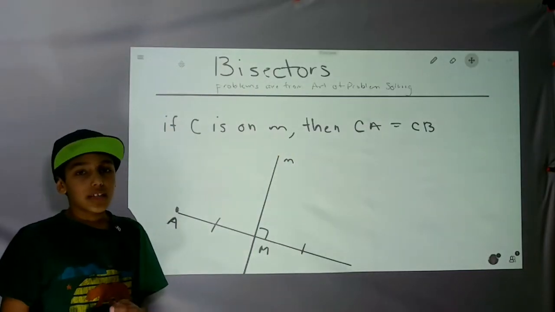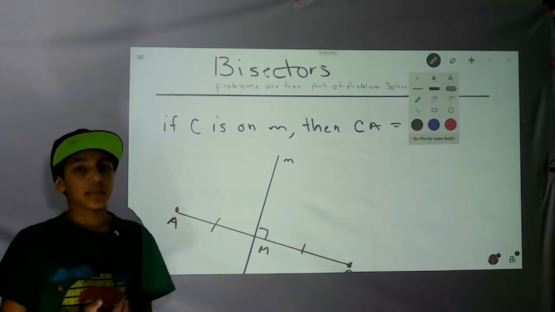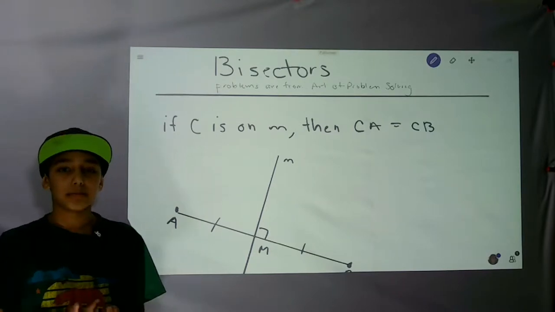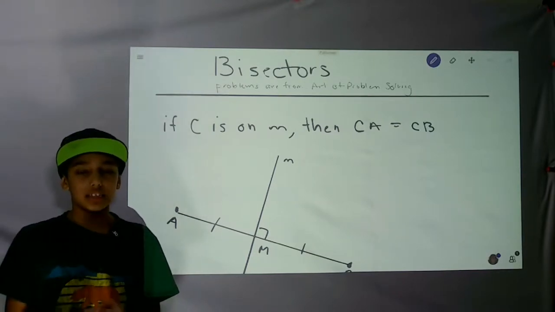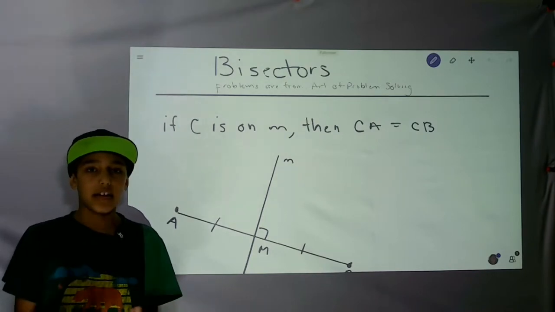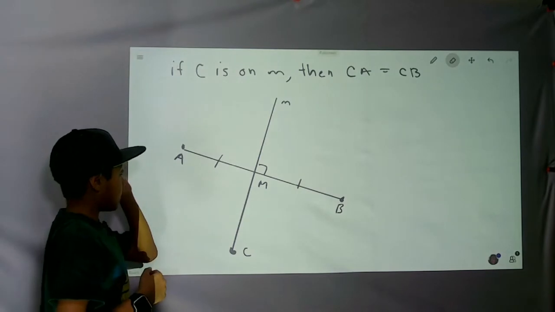So before we use bisectors in this problem, I'm going to first tell you what a bisector is. A bisector is something that splits another thing into two equal parts, like a line segment, a line, or an angle.